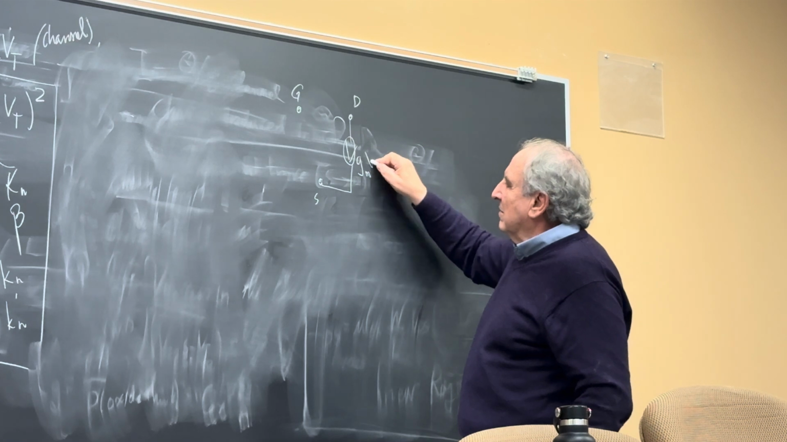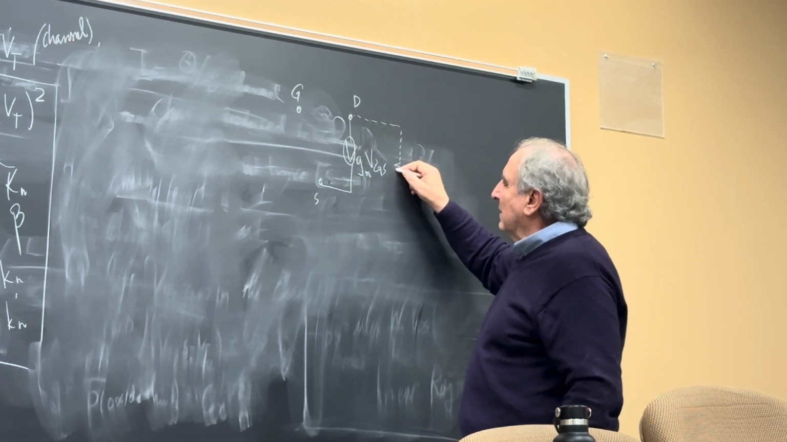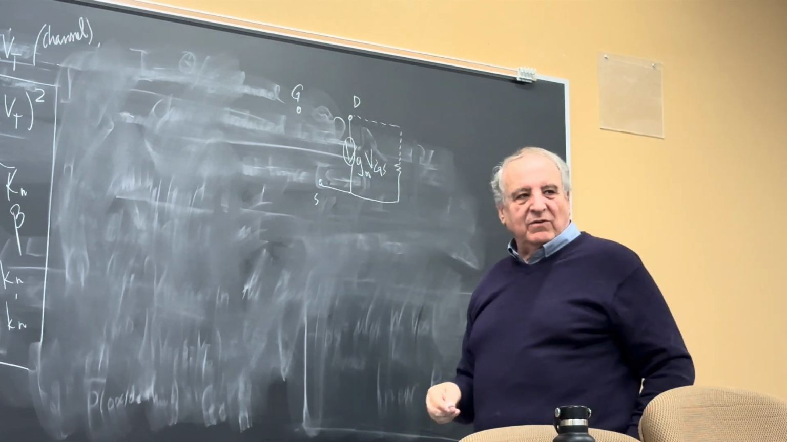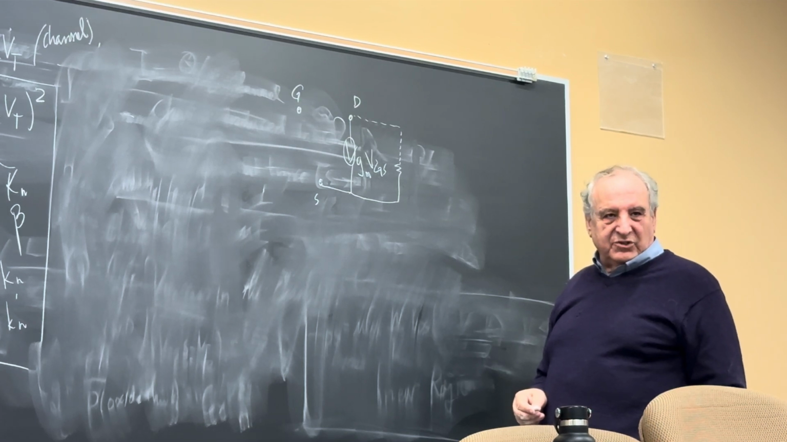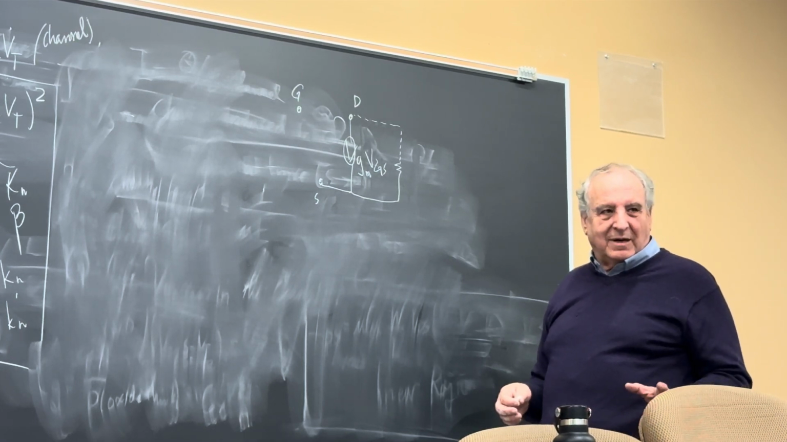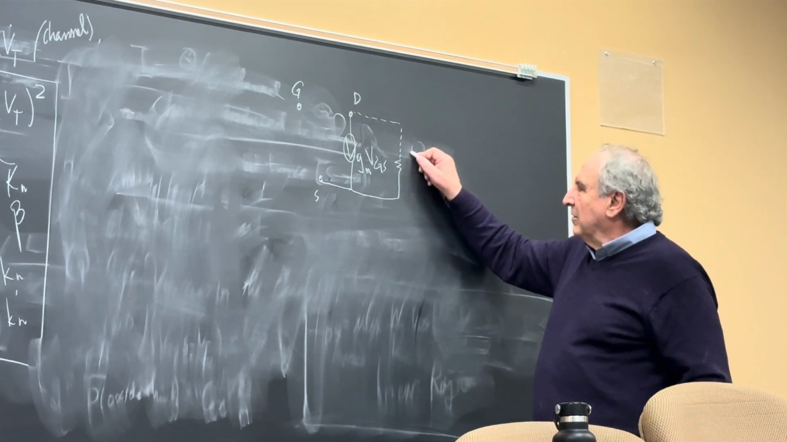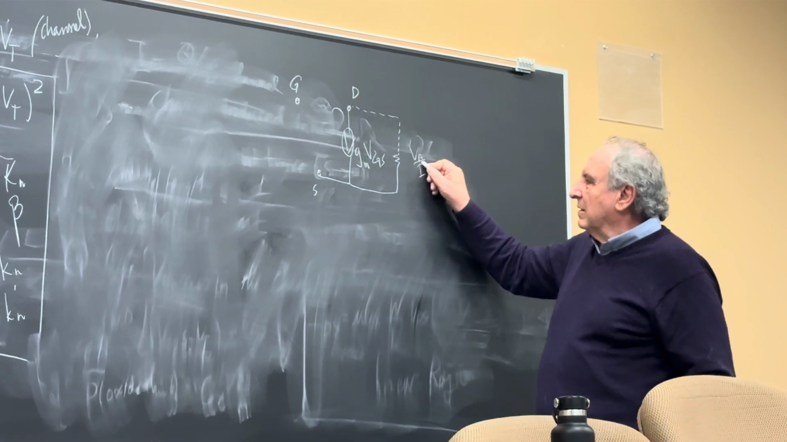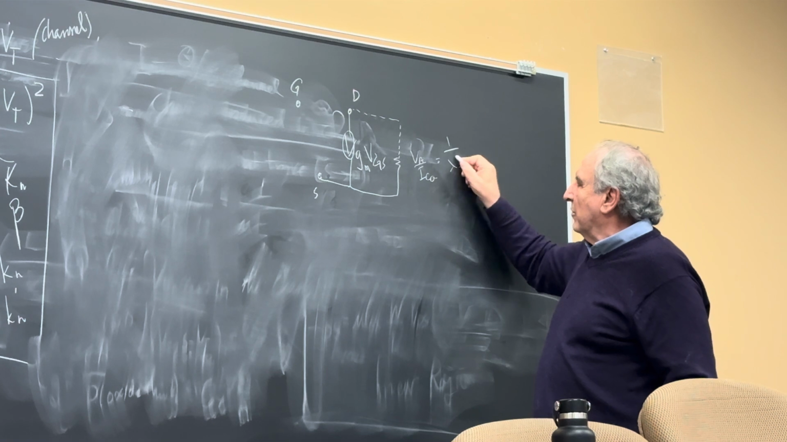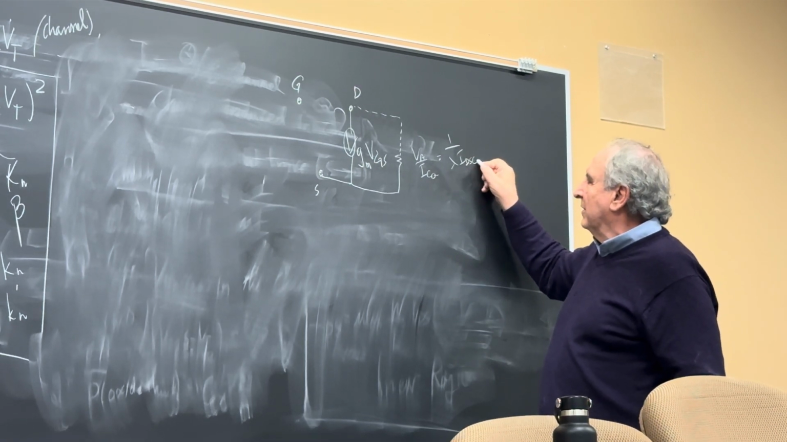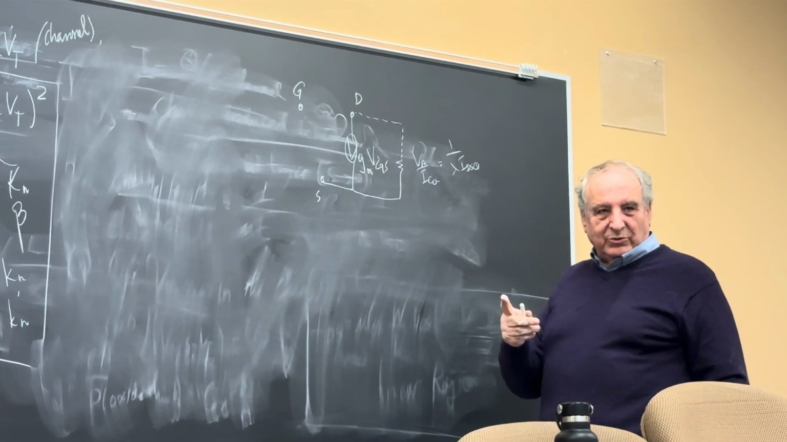VGS. Here's R out. What was the value of R out? VA over ICQ, right? We ignored them. No, I'm not going to ignore them on the test. It was VA over ICQ, which is really 1 over lambda ICQ or IDQ, because 1 over lambda is equal to VA. I told you that there, right?